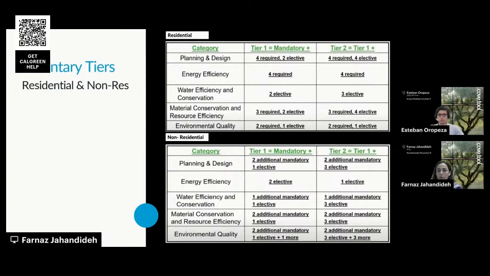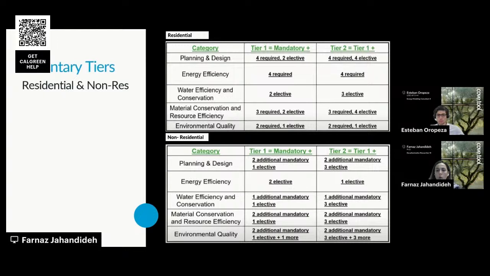Well, as we already reached the end of the time, I have to speak a little bit faster here. We finish up the carbon part with the voluntary measures here. So as you can see here, it is divided by A4 as residential and A5 as non-residential. It's kind of like, again, a LEED checklist where you are adding into tier 1 some mandatory measures, and then you need to pick a certain number of electives within each category. And then tier 2 is a similar process, just a little bit more.